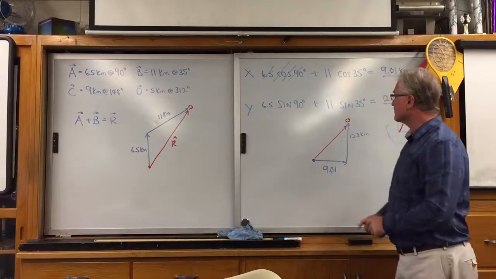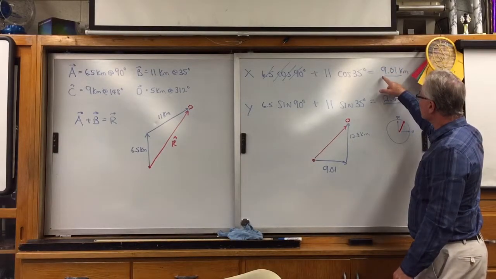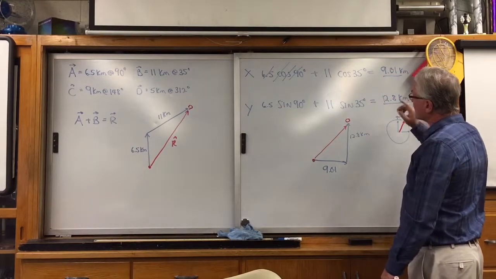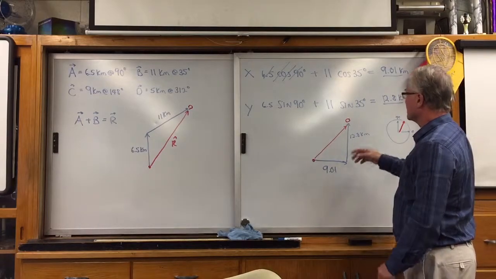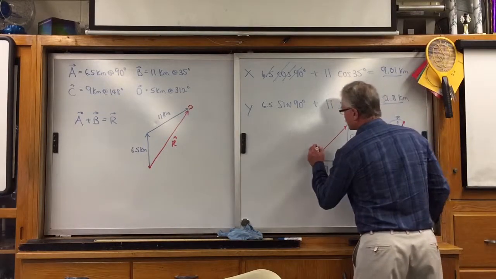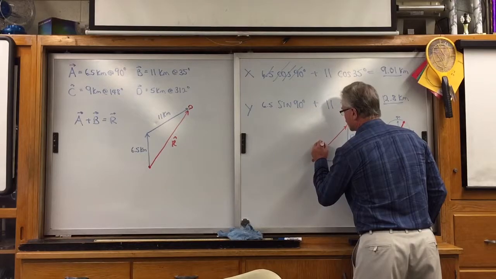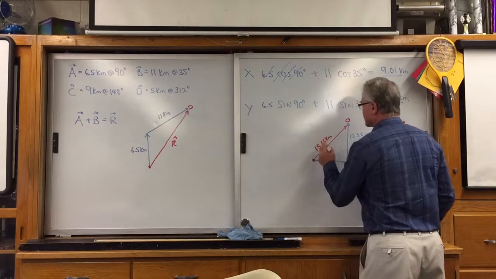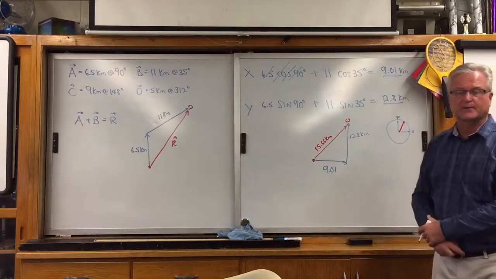All right, so if I punch this in, use Pythagorean theorem, I've got 9.01 squared plus 12.8 squared, and I ended up here with a resultant of 15.66 kilometers. So that's how far it is from base camp to the snake pit.